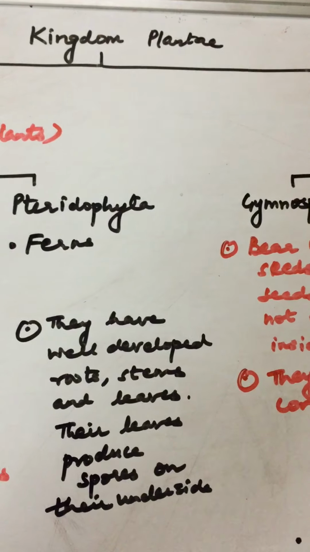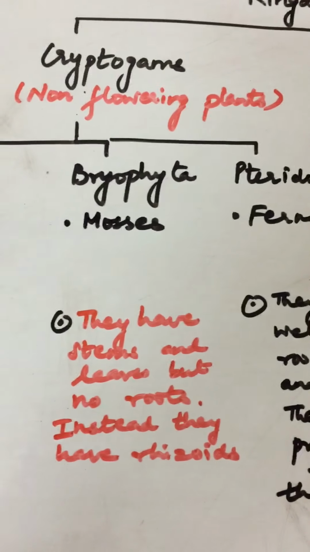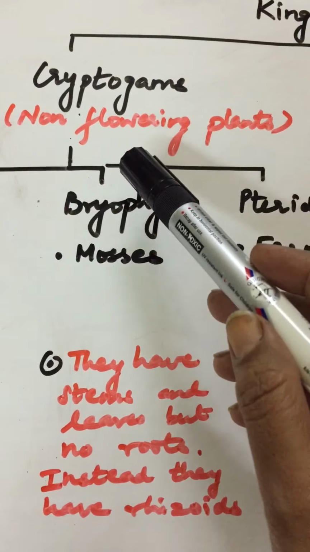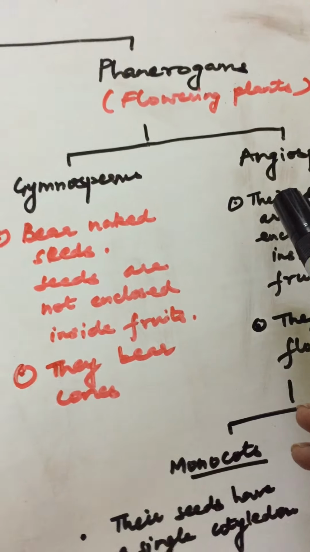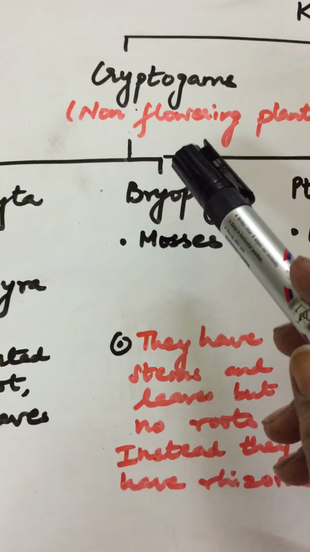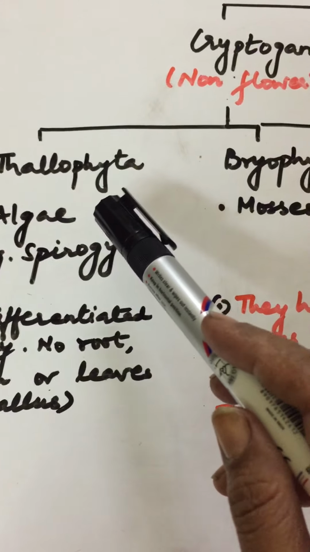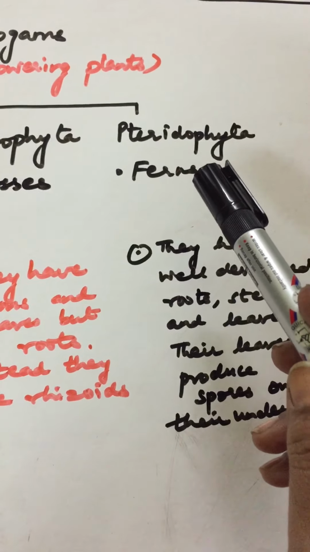Today we'll be talking about kingdom Plantae. Kingdom Plantae is divided into two groups or categories: the cryptogams or the non-flowering plants and the phanerogams or the flowering plants. The cryptogams or the non-flowering plants are further divided into three groups. They are Thallophyta, Bryophyta and Pteridophyta.